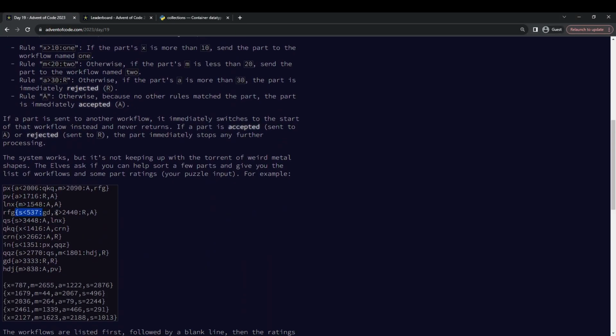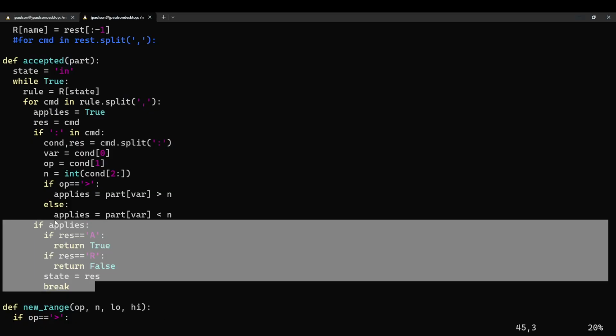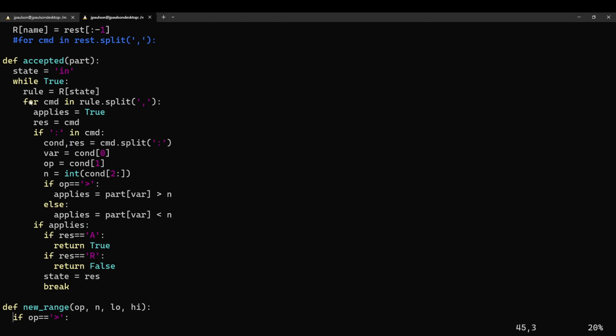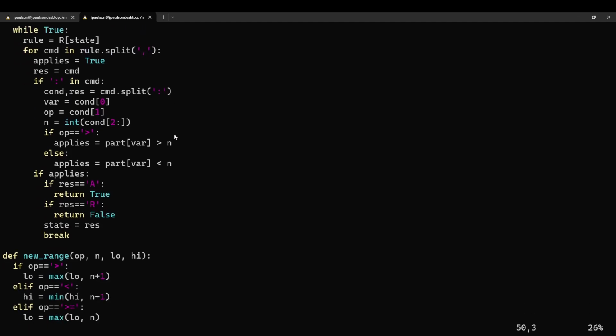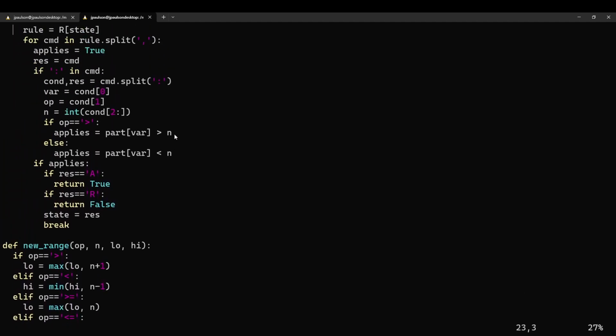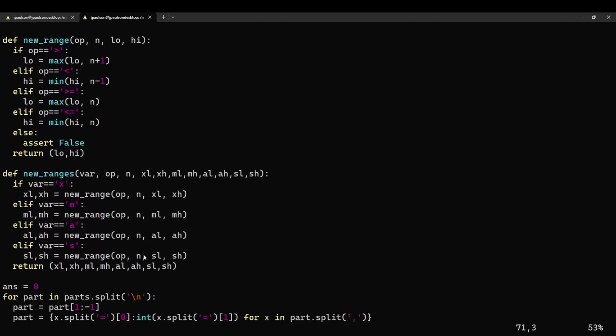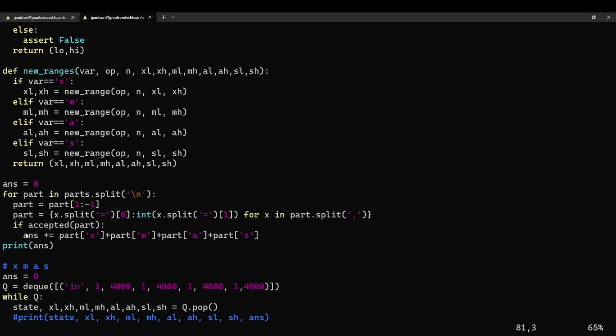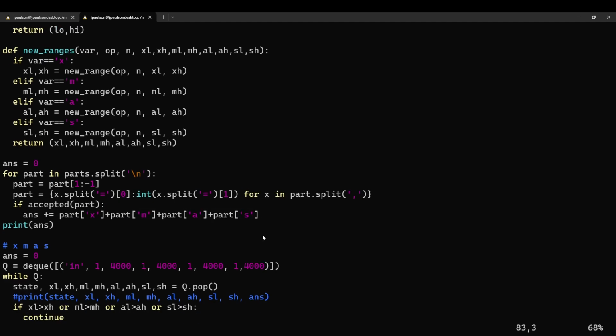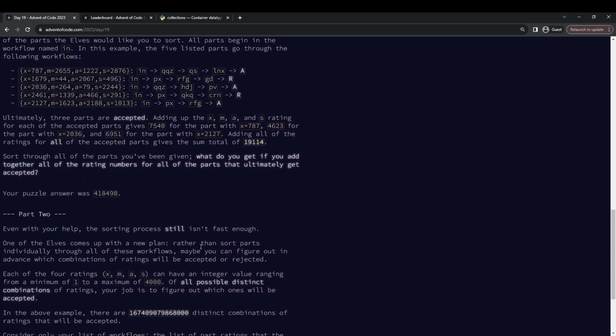Once you actually execute one of the go-tos, you don't keep applying the rest of the rules. And if we're not done, if the rule doesn't apply, then we do keep applying the rest of the rules. So that'll take us from state to state until eventually we get to either A or R, A being accepted, R being rejected. And then for each of the accepted things, we add up their coordinates. So that's part one. Part two is tricky.